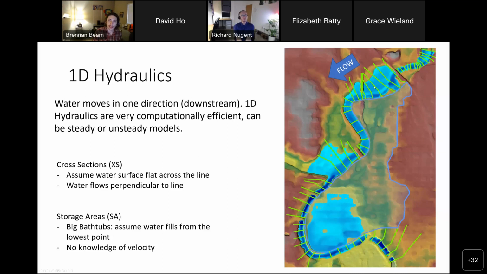If you look at the very top right-hand corner of my picture here, I'm only using cross sections to model this area because water, I'm saying, is staying in that channel. I don't need to consider what's going on in that overbank because water is not getting out of the channel. It's very easy to say that the water surface across the channel is flat and it is moving downstream.